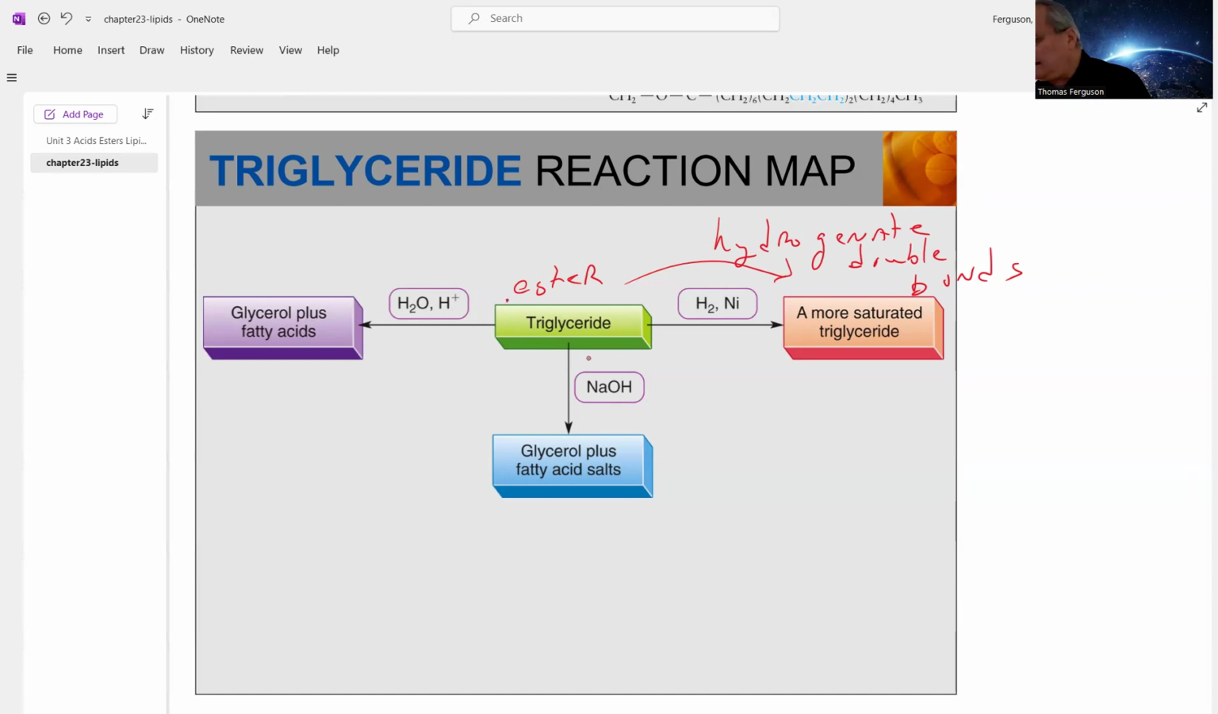In an acidic environment, you end up with the protonated fat, protonated acid. In an alkaline environment, you end up with the acid salt.